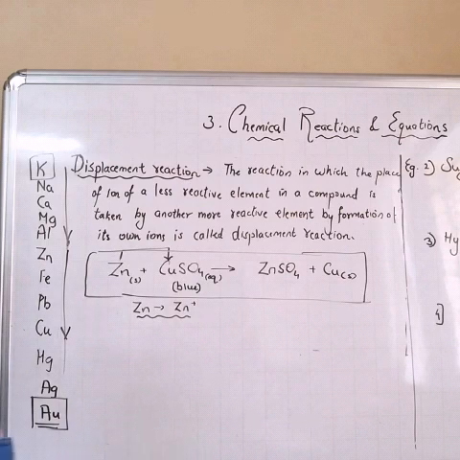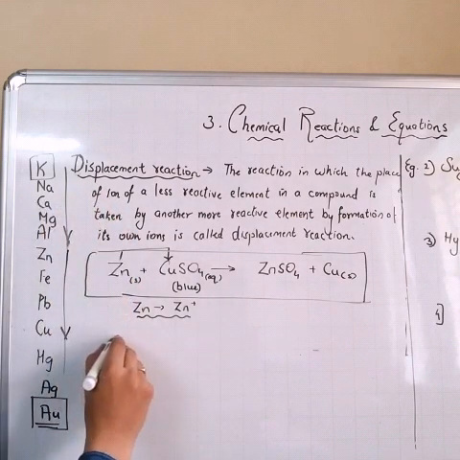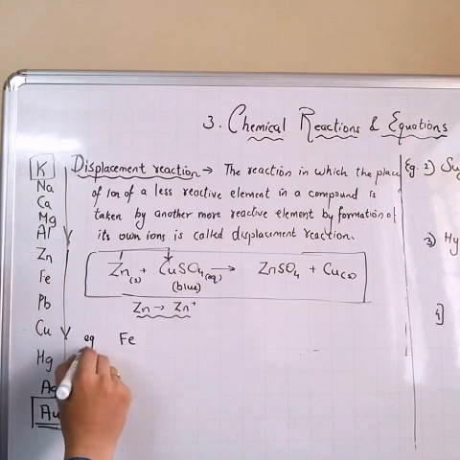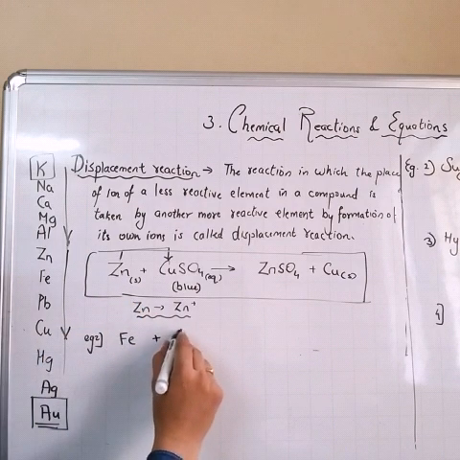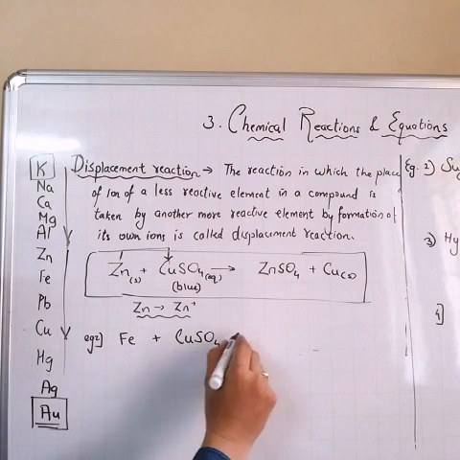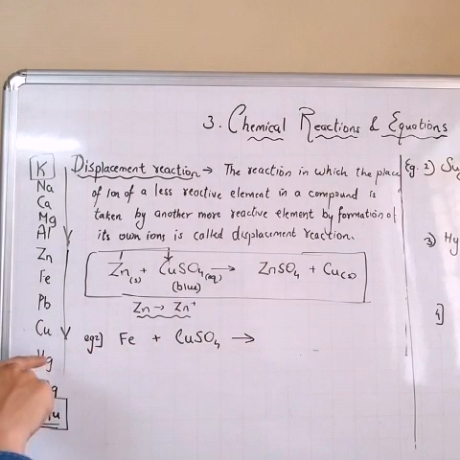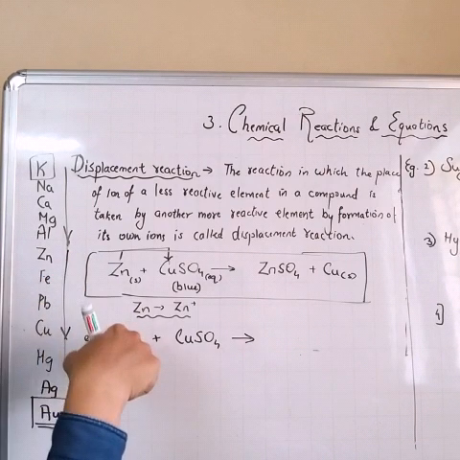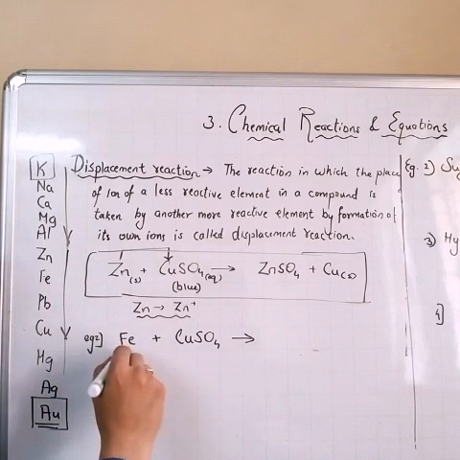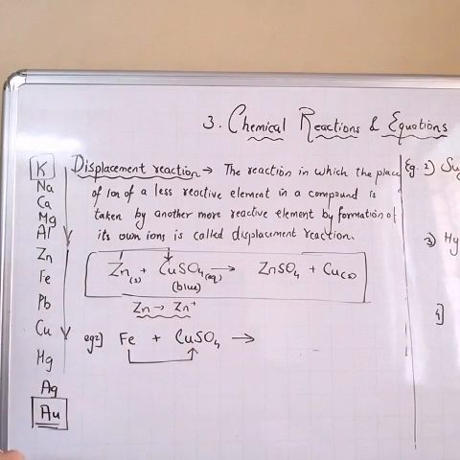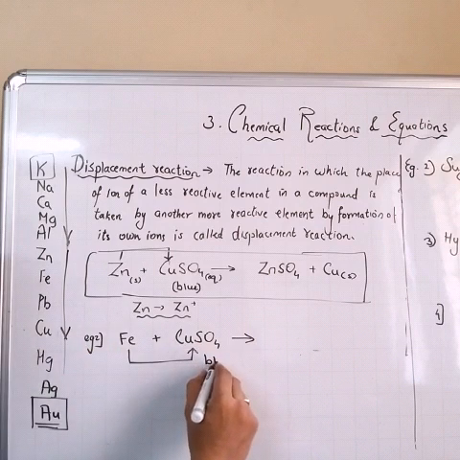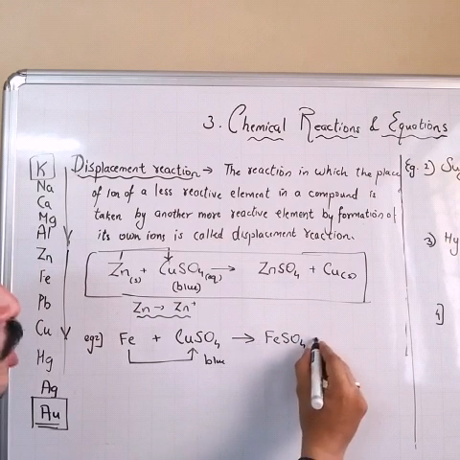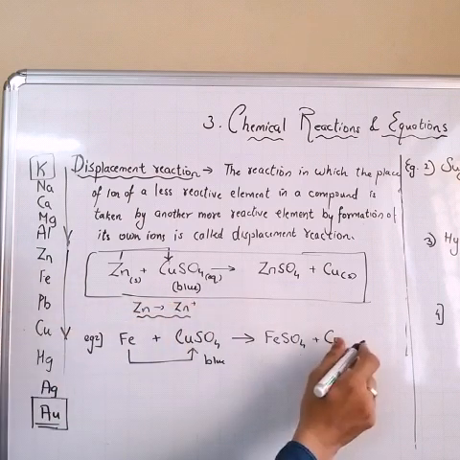Now similar examples can be given with iron. If you put an iron nail in a solution of copper sulfate, what happens? Okay. Now once again, where is iron and where is copper? Copper is less reactive, iron is more reactive. The ferric ions which are formed, they will remove copper from copper sulfate solution, and the new compound ferrous sulfate will be formed along with copper ions, copper metal.